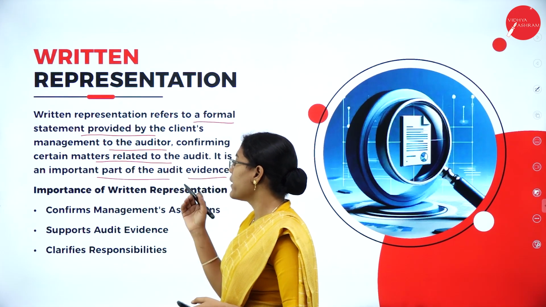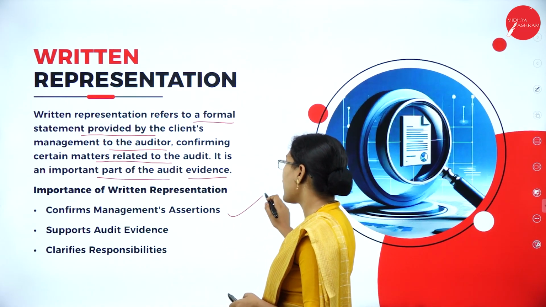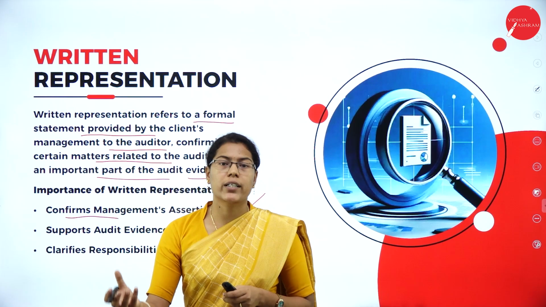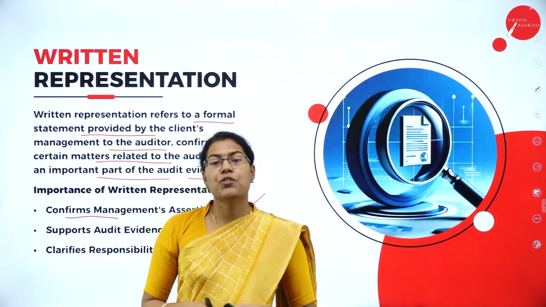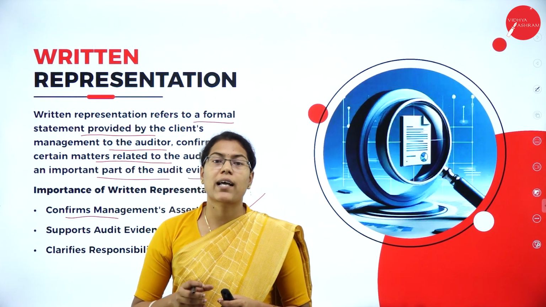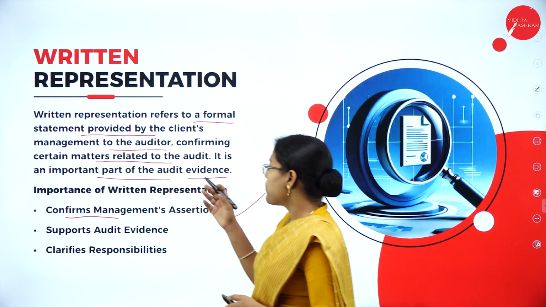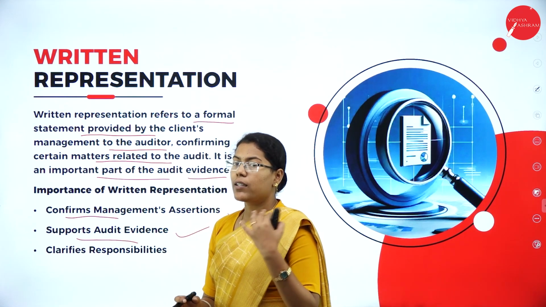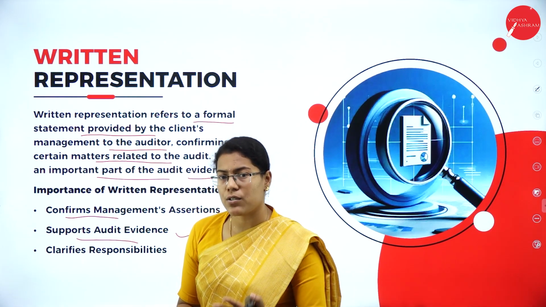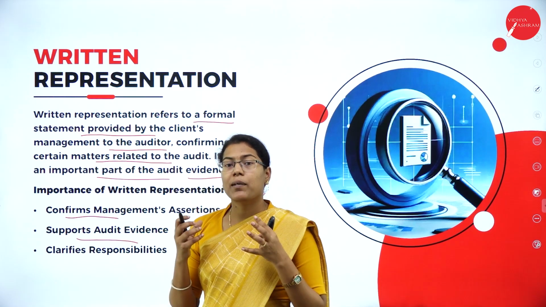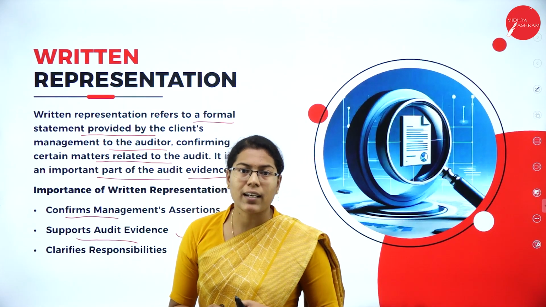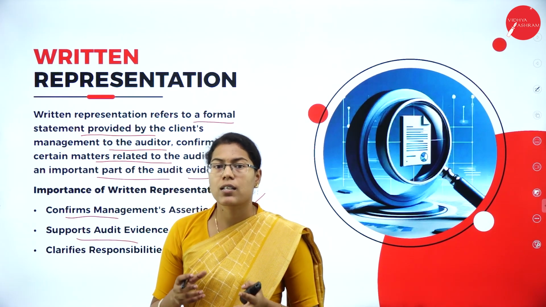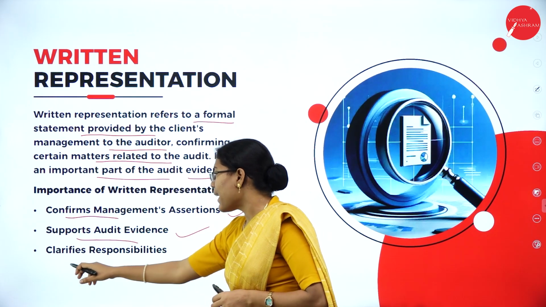So why do the auditors need a written representation? Because it confirms management assertions. So it confirms that all the information or the data that is provided by the management to the auditors is correct and accurate. For example, management claims that all the liabilities of the firm have been shown on the balance sheet, and written representation supports the audit evidence because it acts as evidence for the auditors of whatever the management provides. And for example, if the management claims that it has shown all kinds of frauds and errors that are identified, or claims that the financial statements of that particular company have no frauds or errors or any kind of mismanagement, and it clarifies responsibility.